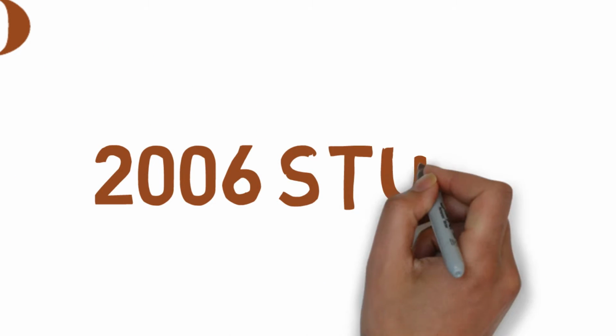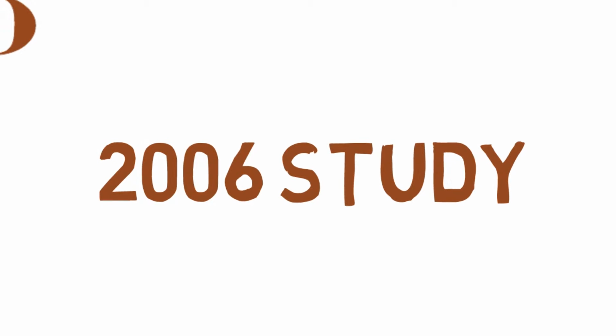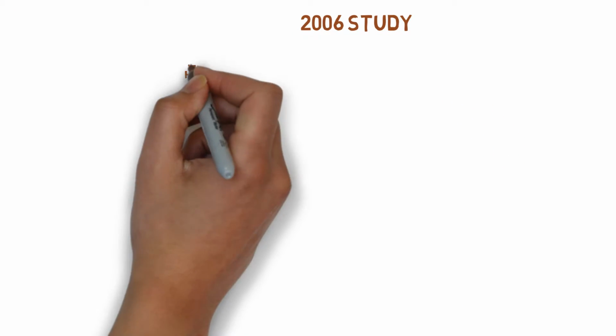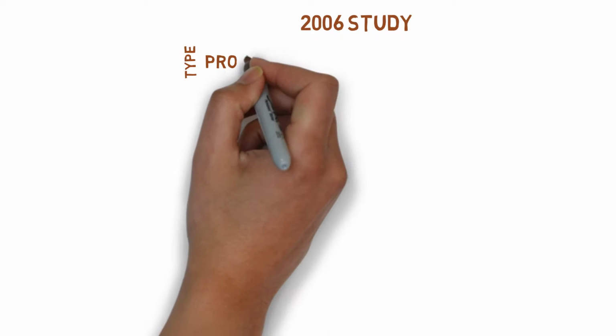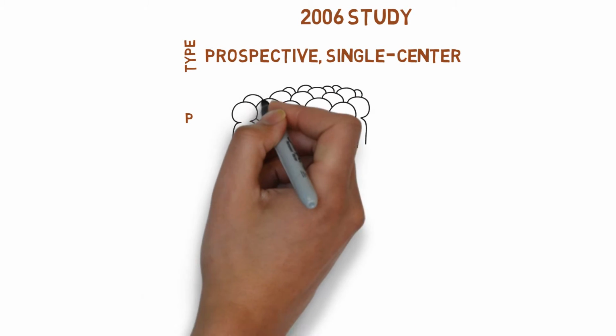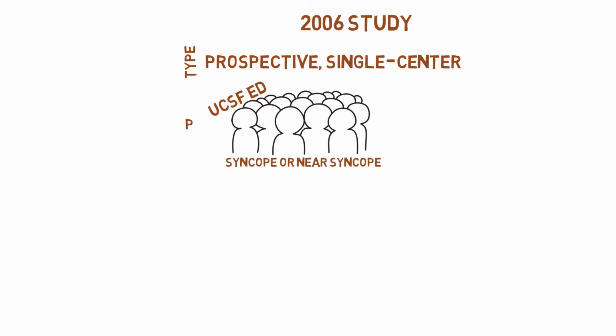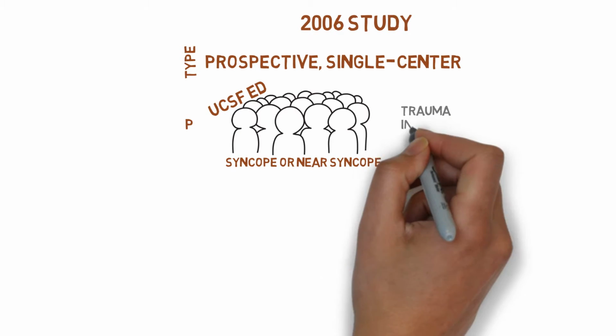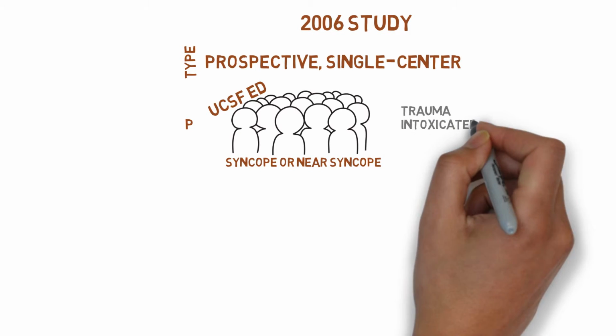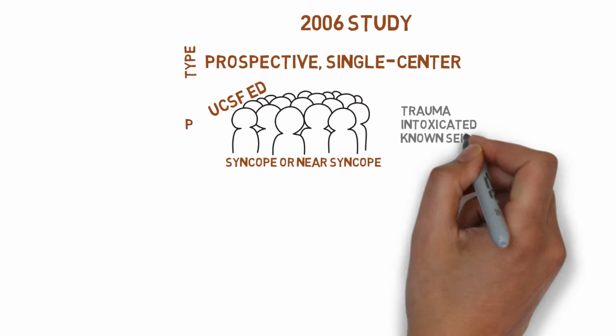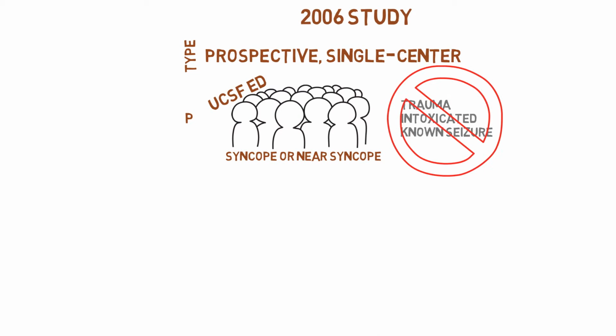In 2006, a study was published in the Annals of Emergency Medicine validating the San Francisco syncope rule. This study was a prospective single-center trial. The study enrolled any patient who came to the UCSF ED with syncope or near syncope from July 2002 to August 2004, and they excluded patients with trauma, intoxication with alcohol or other substances, and patients with known seizure.